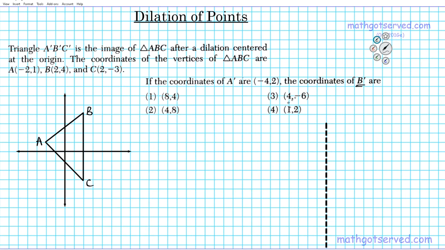So the strategy that we're going to use here is we're going to find what the scale factor is. Whatever the scale factor is, using the dilation from A to A prime, we can use that to dilate B to generate what B prime is. So it's basically a two-step process. Sometimes you'll be asked to just dilate a point, but in this case we're given original points and one dilated point, and you're to use that information to dilate another point.